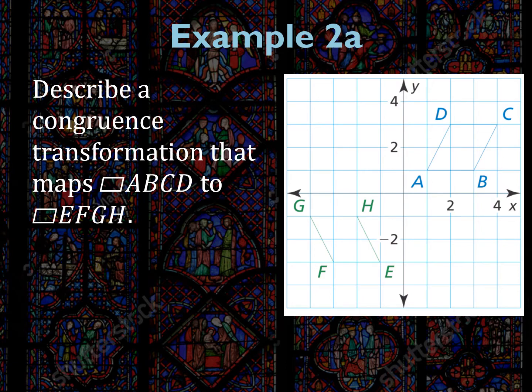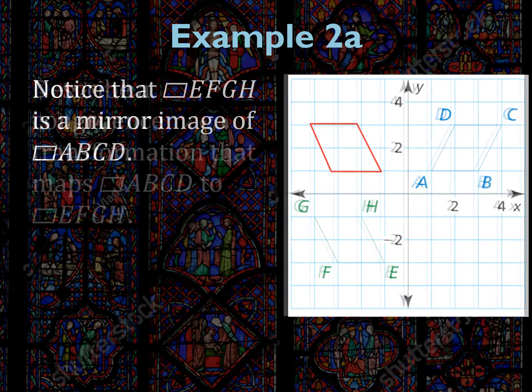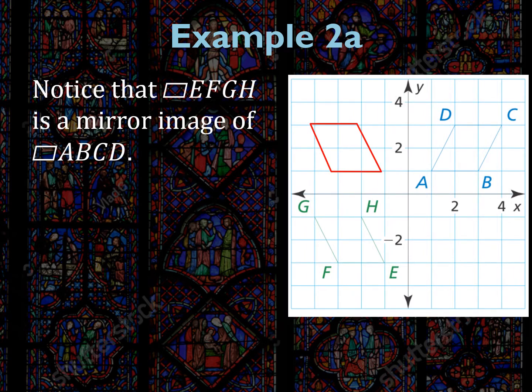Example 2a, describe a congruence transformation that maps parallelogram ABCD to parallelogram EFGH. Now notice that parallelogram EFGH, first of all, is a mirror image of ABCD. Notice the pointy part of the parallelogram, the blue one, is at the bottom left, but for the green one, it's at the bottom right. So if you reflected in the y-axis, then you would have the same orientation as the one on the bottom.